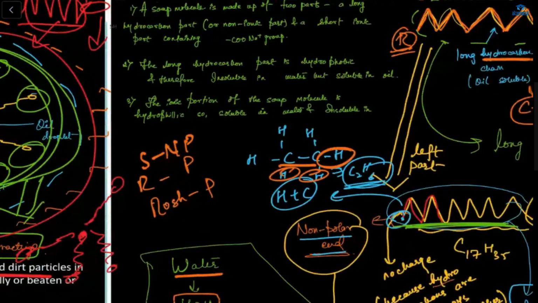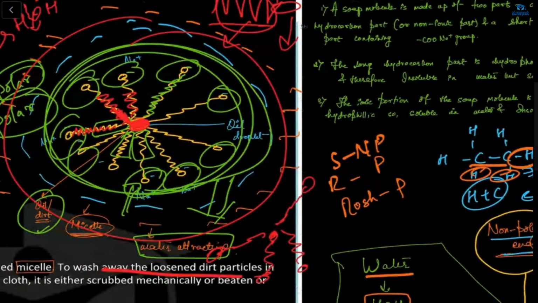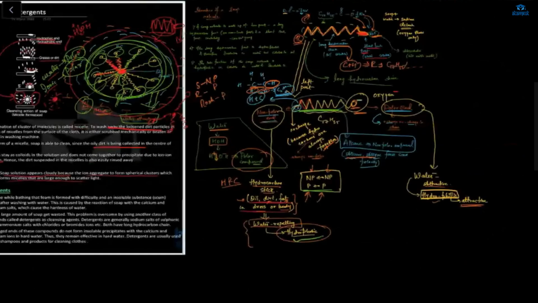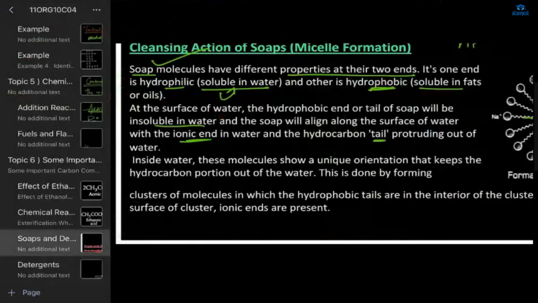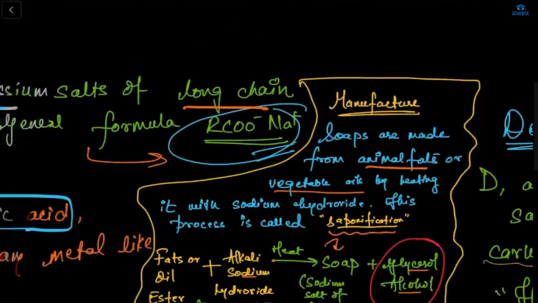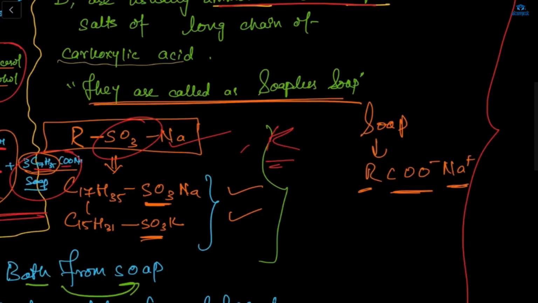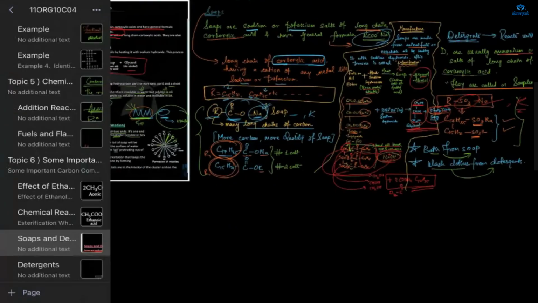So your phobic part is non-polar, the philic part is polar, and that's why the philic part will combine with water. Why? Because water is polar, and polar will combine with polar. And here is your detergent. We have already discussed that this is your detergent. Detergent is usually an ammonium or sulfate salt, like this. This is your sulfate. We can also write sodium, or we can write potassium, like here I wrote. Okay, so done with soaps and detergents.